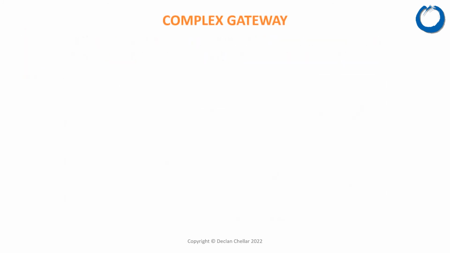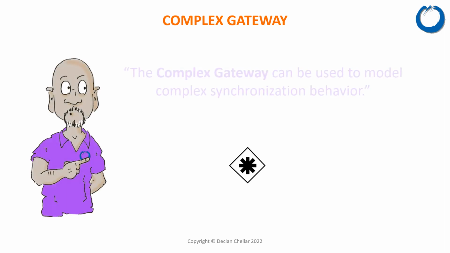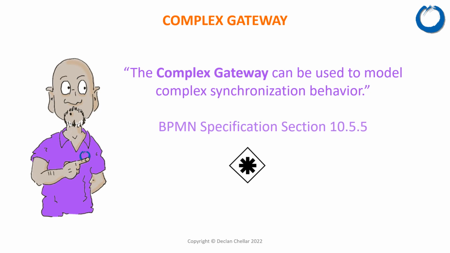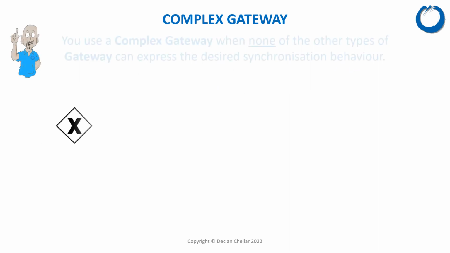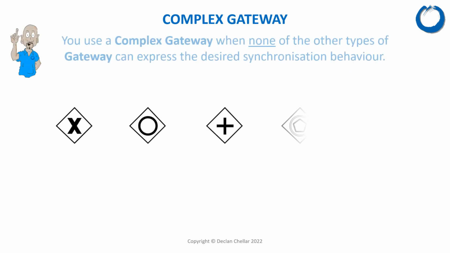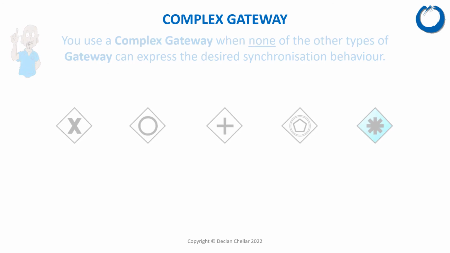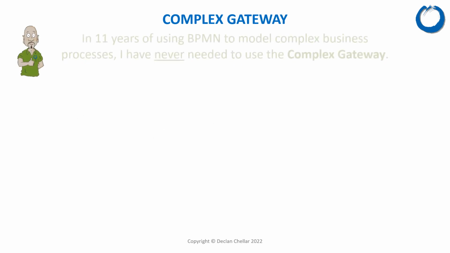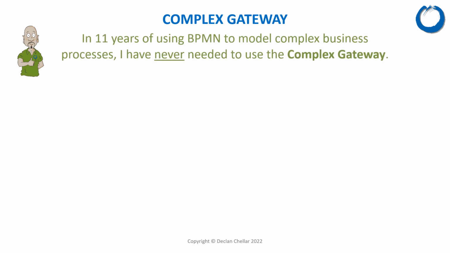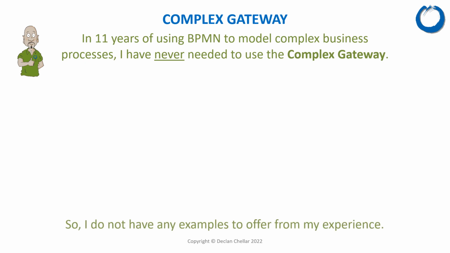Complex gateway. The complex gateway can be used to model complex synchronization behavior. You use a complex gateway when none of the other types of gateway can express the desired synchronization behavior. In 11 years of using BPMN to model complex business processes, I've never needed to use the complex gateway. So, I don't have any examples to offer from my experience.